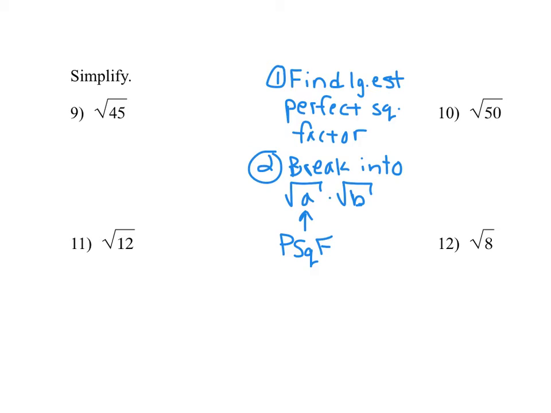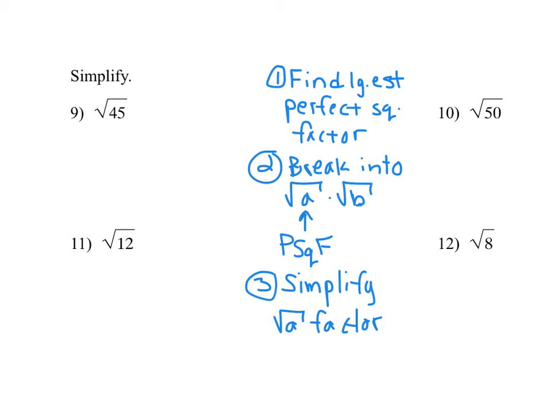The final step is to simplify the square root of a factor of the product that you have in step 2. And if you have picked a perfect square factor, then that will simplify that part in step 3. It will simplify to simply a whole number. Okay? So let's go through those steps here.